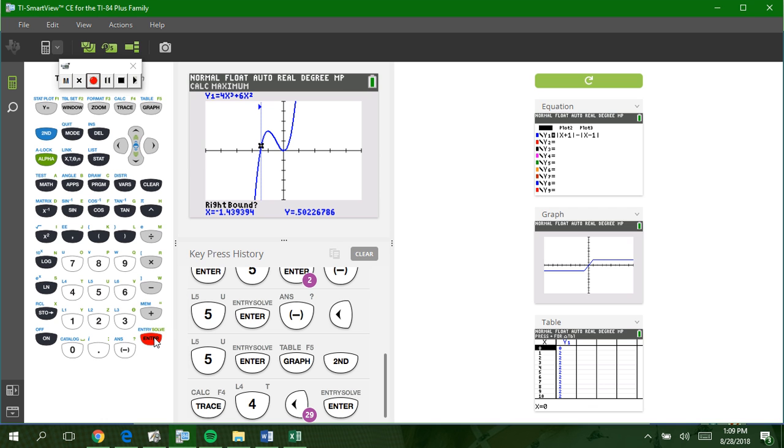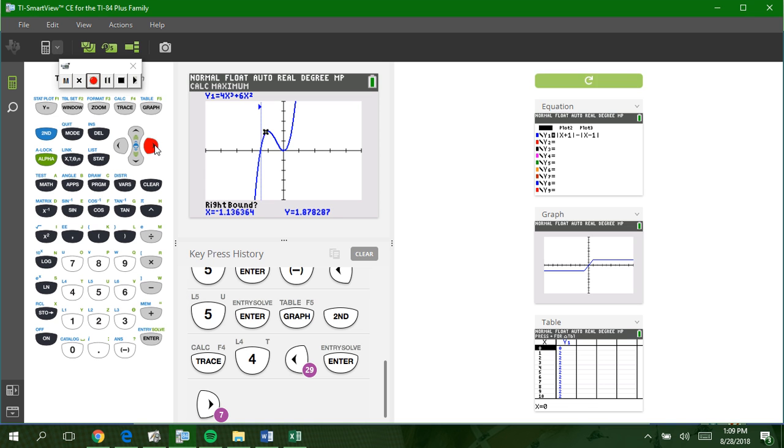Right bound. Now, this is where the Casio comes in. It's really nice. All you have to do is get your cursor semi-close and hit minimum, and it'll go, whoop, right through. So we come over and go to the right of the high point.